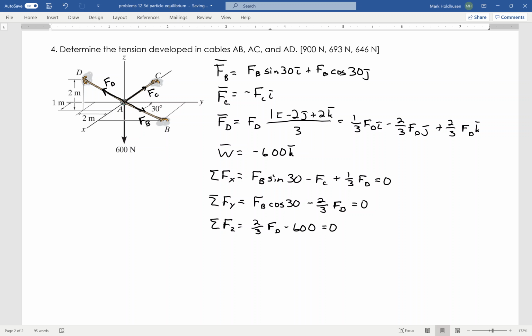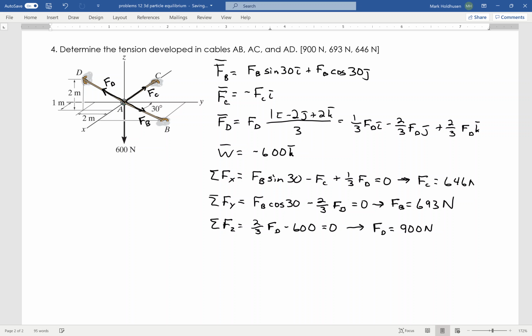Three equations, three unknowns. Solve it using an equation solver, system of equation solver, on a calculator or whatever. But this one I could do because FD right here I can solve directly. I find FD equals 900. Now that I know FD, I can easily throw that in up here to find FB, and I find FB equals 693 newtons. Now that I know D and B, I can throw them into the top equation and easily find FC, which is going to be 646 newtons.